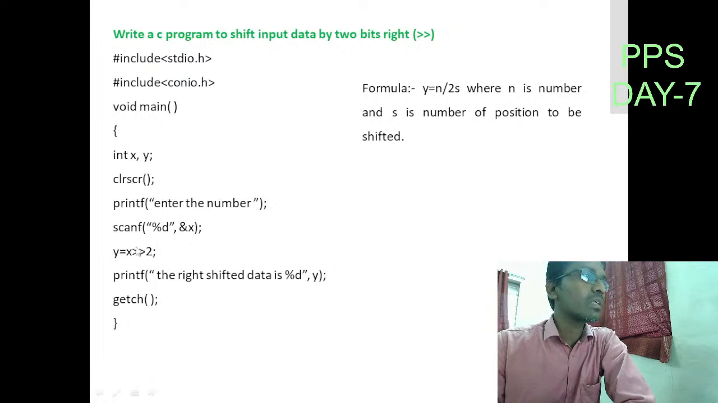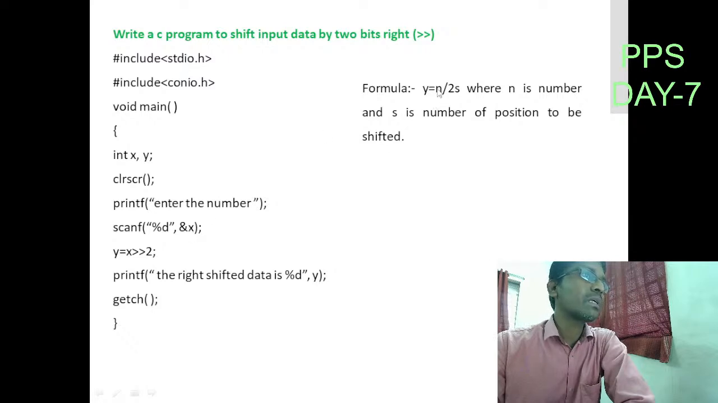For an easy way of finding the right shift, you have to use this formula: y is equal to n by 2 power s. Here n indicates the number, and s is the number of positions to be shifted. In this example, I want to shift 2 bits to the right hand side, so the s value here is 2, and n is nothing but the x value. We are going to read it from the keyboard.